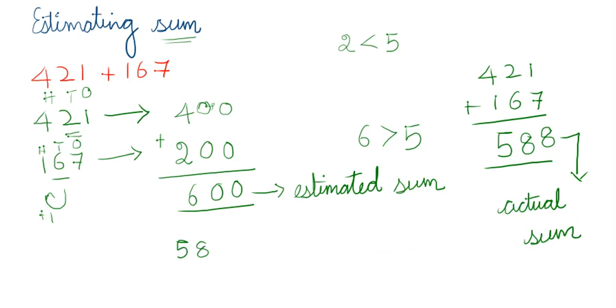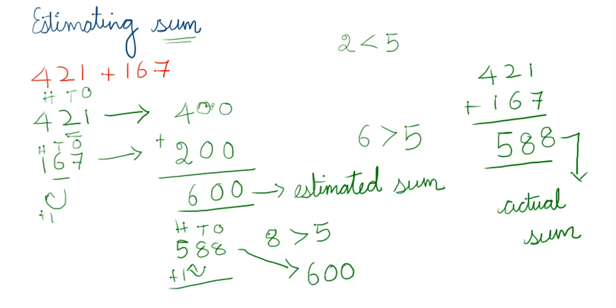So 588, so this is my ones, tens and my hundreds place. So if you see here, what is my highest place value is 5, right? So I will just have a look at my tens place. So in my tens place, 8 is greater than 5, which means I have to add 1 to the hundreds place. So 588 is nothing but it is rounded off to 600, which is the estimated sum which I have got previously. So my estimated sum is actually right.